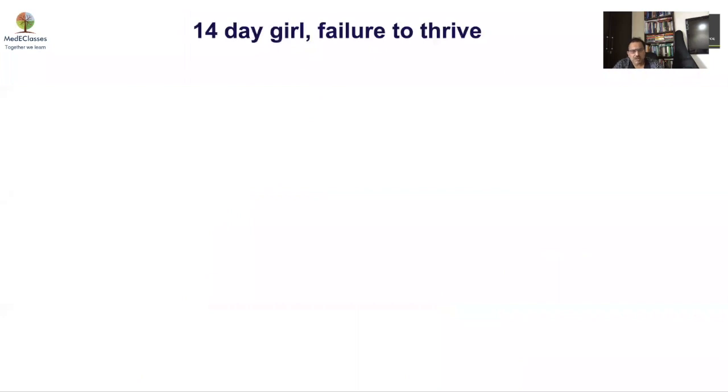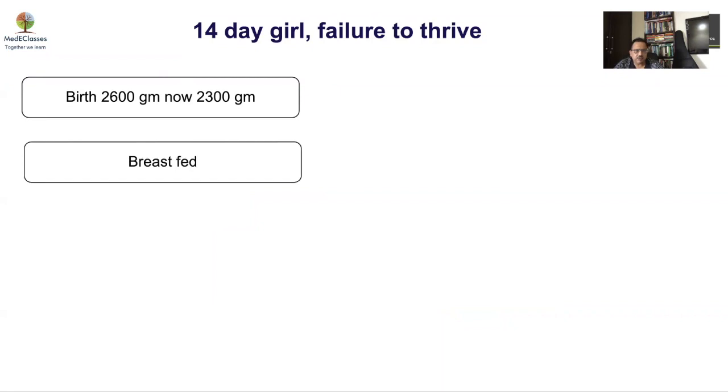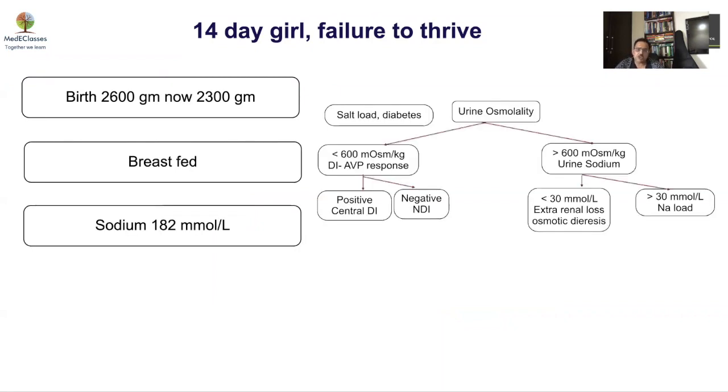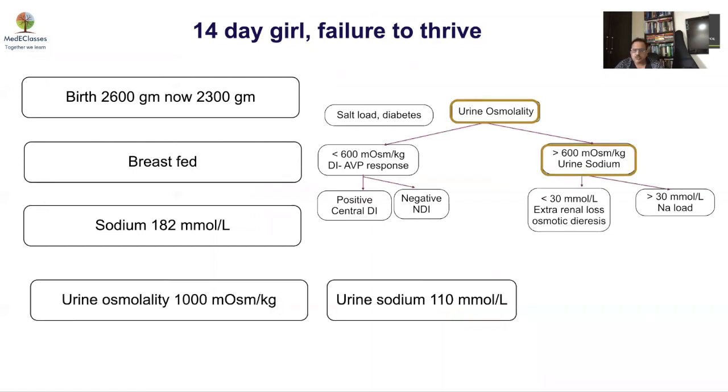So, a 14-day-old girl with failure to thrive, birth weight was 2600. Now she has lost 300 grams of weight, is exclusively breastfed. Sodium is 182. What is the condition? So we look at the urinary osmolality, which is high. Urinary sodium is high. So this is behaving like a sodium load.